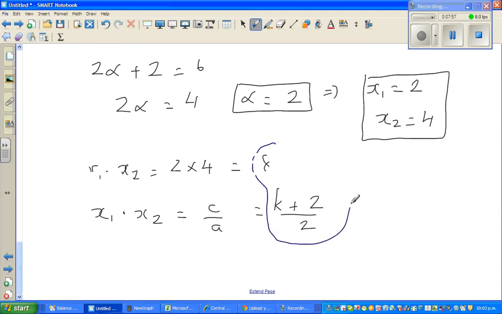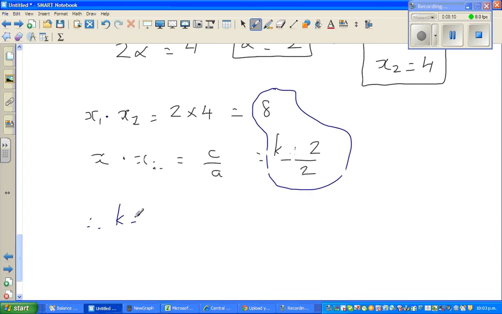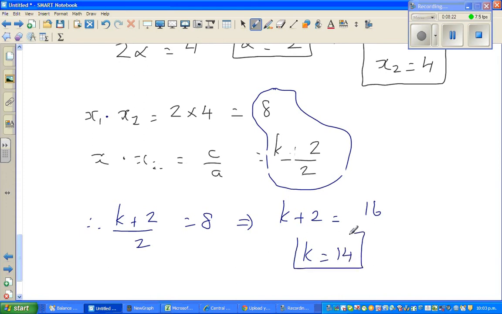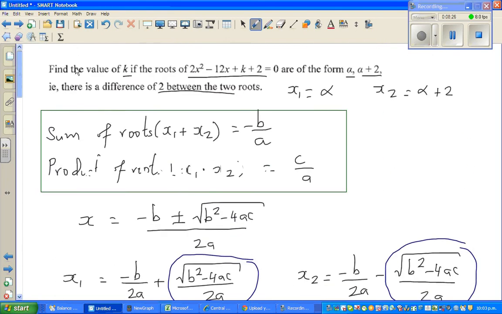Okay, so we are saying two things in two different ways. X1 times x2 is 8, and x1 times x2 is this. So therefore, equating these two, I can say k plus 2 over 2 is equal to 8, which implies k plus 2 is 16, so k should be 14. Okay, so let us go back and check the answer.